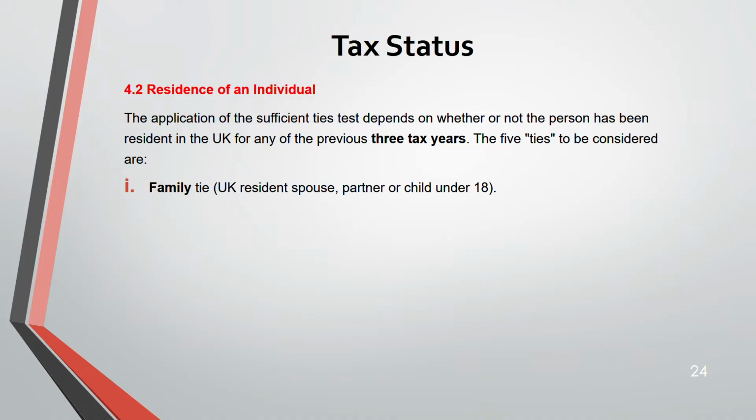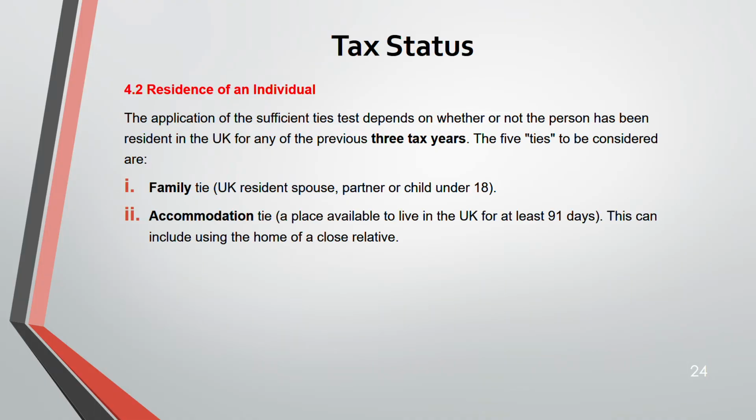Okay, so these are the 5 ties. You need to remember the ties. Family tie. Are you having a family in UK? Are you having a UK resident spouse or child who is under 18? Next, accommodation ties. Are you having a place to live in UK for at least 91 days? That means at least 3 months. This can even include a home of your close relative also.